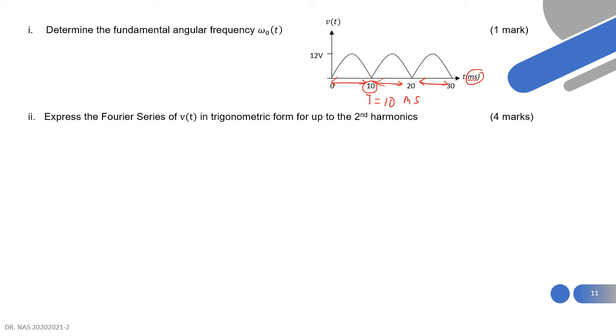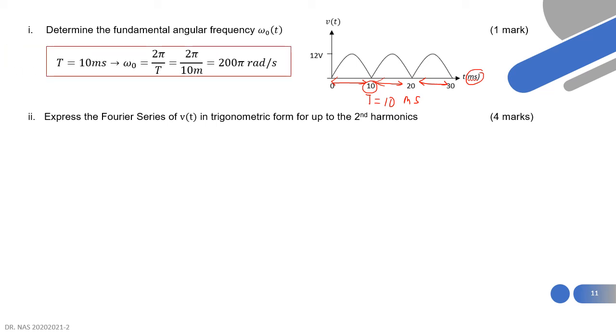Okay, so from t you can calculate the omega. So t equal to 10 milliseconds, so omega equal to 2 pi f or 2 pi over t. So you can get the omega fundamental angular frequency equal to 200 pi radian per second. Okay, the second question, you need to represent the Fourier series of Vt in trigonometric form for up to second harmonics. Remember, you need to consider both the positive and negative values of n.